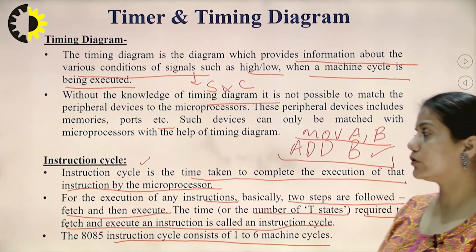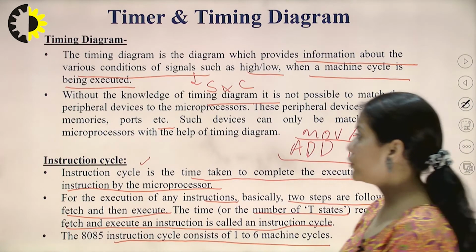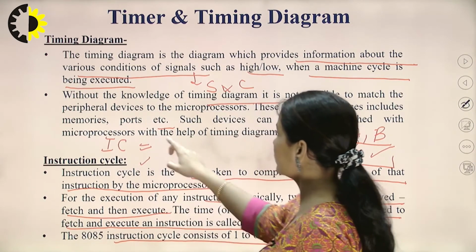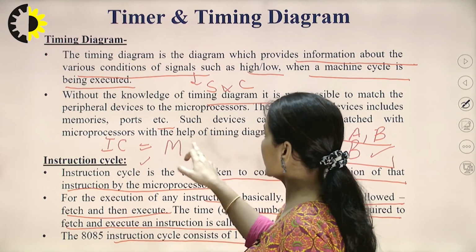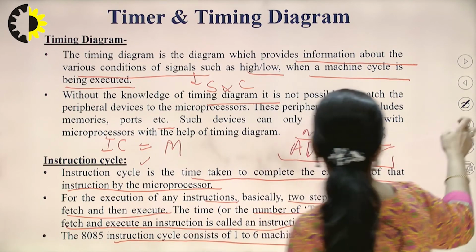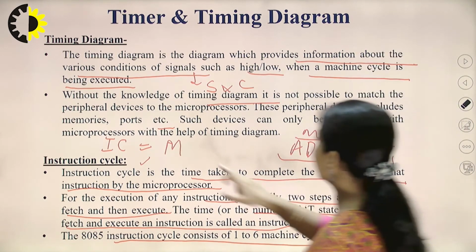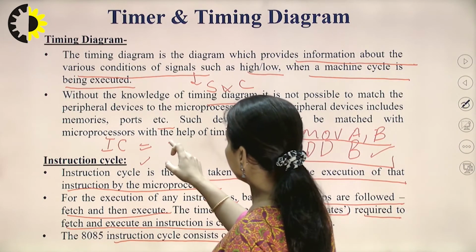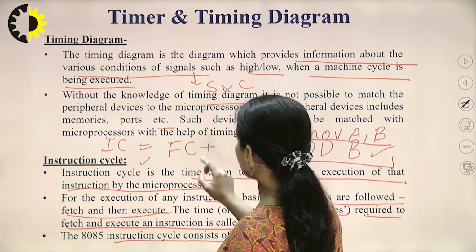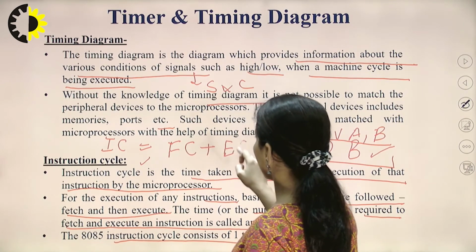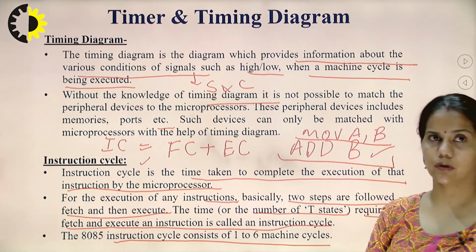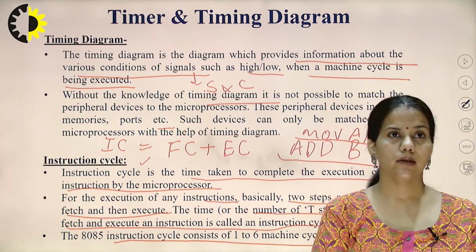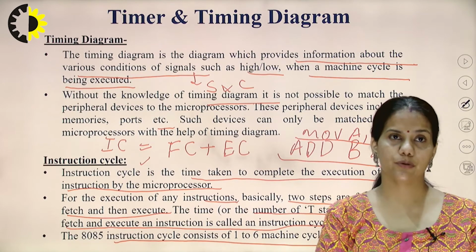When we talk about the instruction cycle, we have to note that one instruction cycle is equal to fetch cycle plus execute cycle. So we have to keep a note of it, that one instruction cycle is always equal to the fetch cycle and execution cycle.